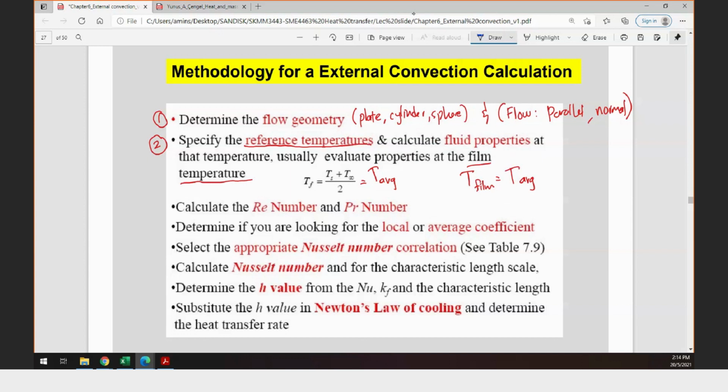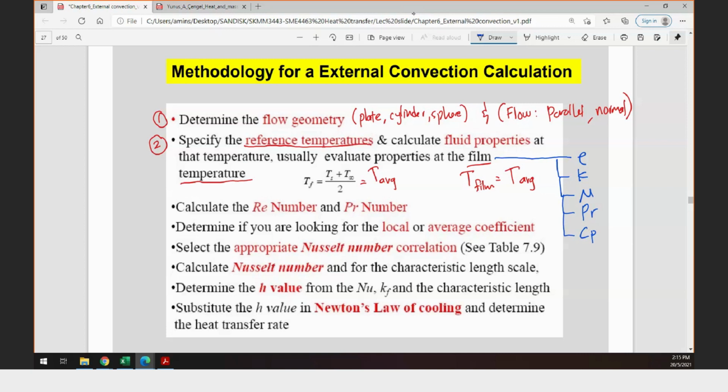The third one: what properties do you need to define? I think it depends on the further calculation, but normally the properties you are interested in are density, thermal conductivity, viscosity, and Prandtl number. Sometimes you need the specific heat. These are the typical properties that you require for the further calculation.